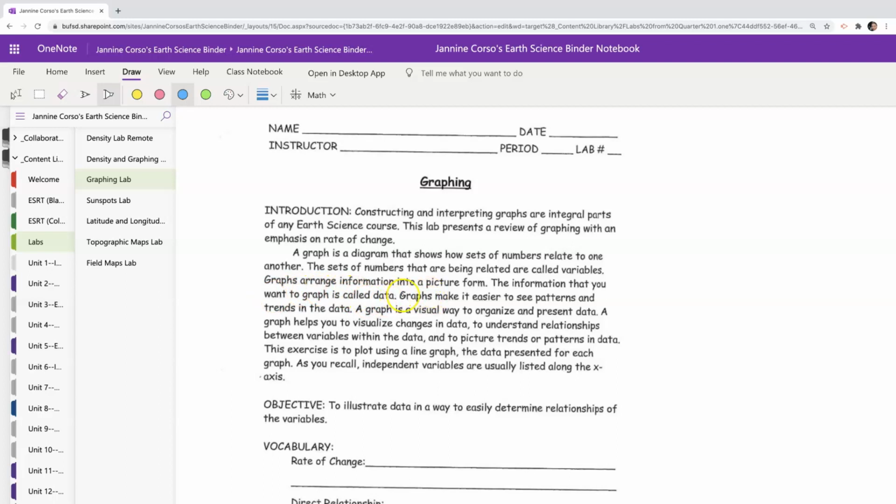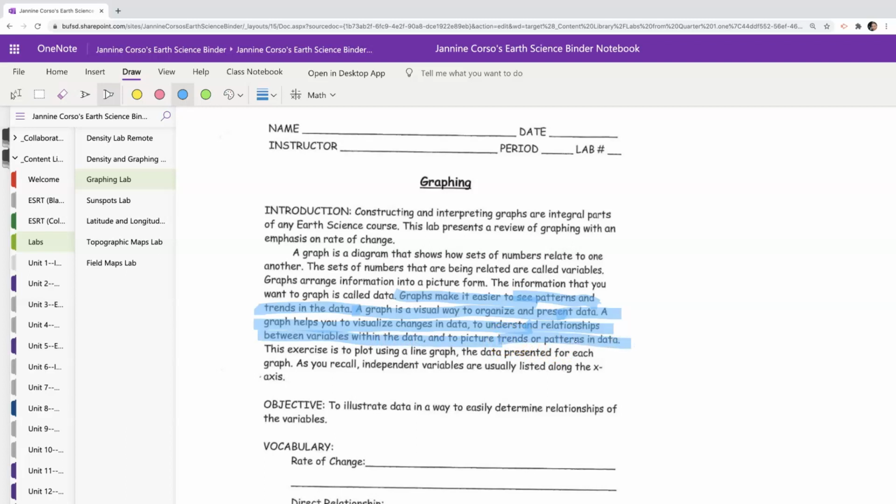Now, one of the things that you should understand is that graphs make it easier to see patterns and trends in data. You want to underline or highlight that in your own version, okay? And a graph is a visual way to organize and present data. A graph helps you to visualize changes in data, to understand relationships between variables, okay, I'm going to keep underlining, within the data, and to picture trends or patterns in data.